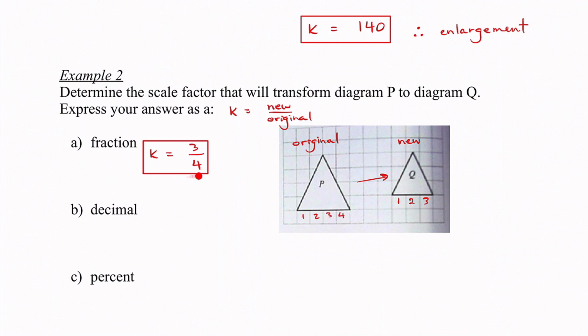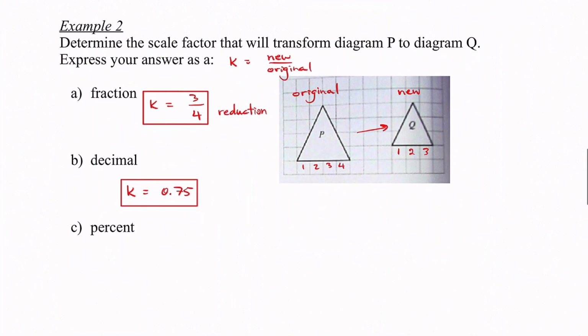And again, because this scale factor is less than 1, that's going to tell us that this is actually going to be a reduction. Plus, you could have also just looked at your triangles. It's getting smaller. For part B, we're going to do it as a decimal, so you can just put 3 over 4 in your calculator, and we get 0.75. And then the last one as a percent: our scale factor, if it was 0.75 as a decimal, you can just times it by 100, so that is 75%.